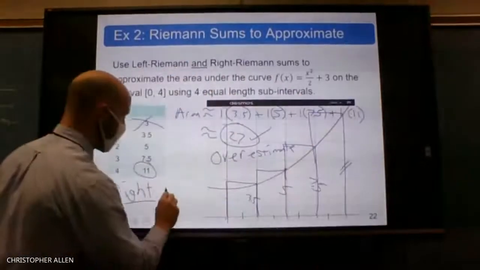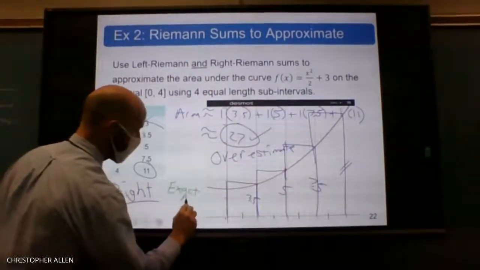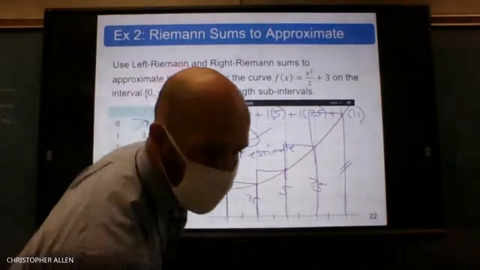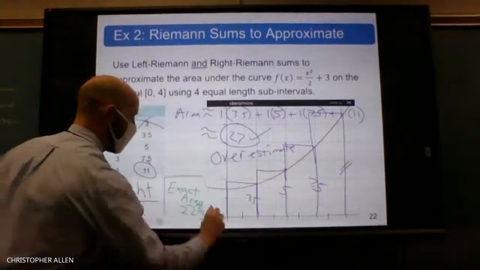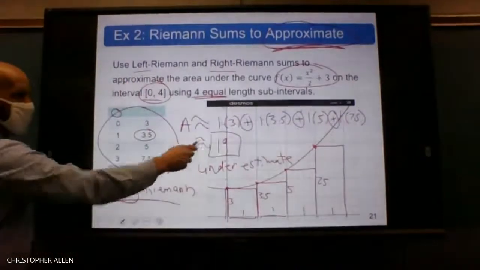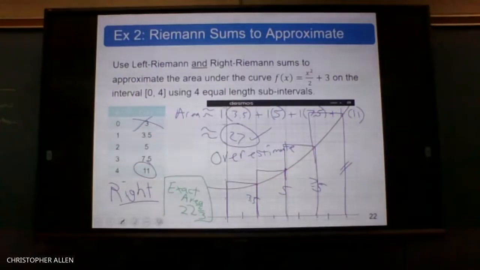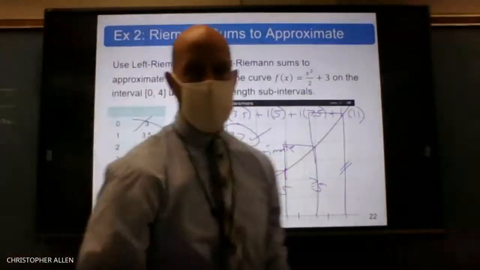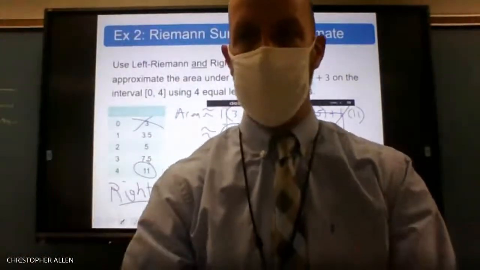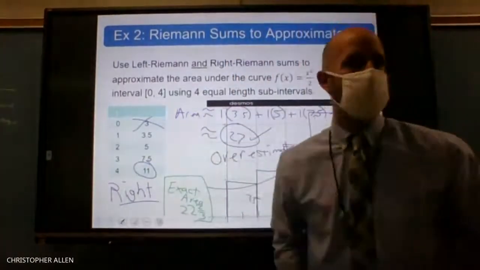And just to let you know, let's do this in green. The exact answer, and by the way, this is correct, the exact area is 22 2/3. And hopefully you realize that that's bigger than 19 and less than 27. Does that make sense? Now, let me stop here for a second. Does anybody have any comments or questions on using left or right Riemann sums?